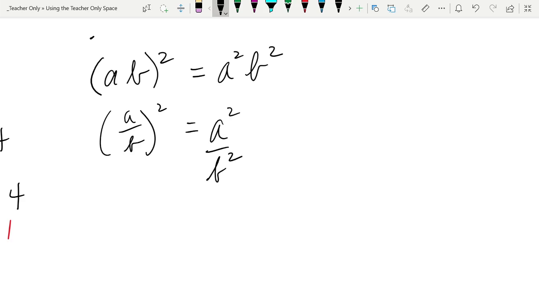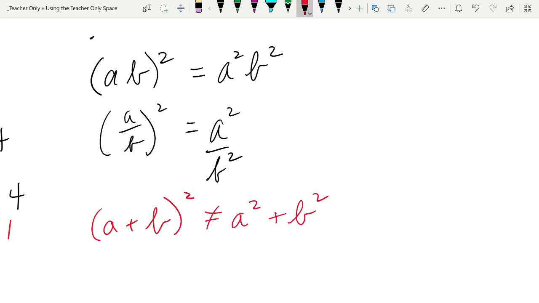There is no such thing as power of a sum law. These two things don't equal each other. And again, pick any numbers you want for A and B except for 0 and 1. Okay, 2 and 3. 2 plus 3 is 5. 5 squared is 25. Does 2 squared plus 3 squared equal 25? No. 8 plus 4 is not 25. So these two things don't equal each other.